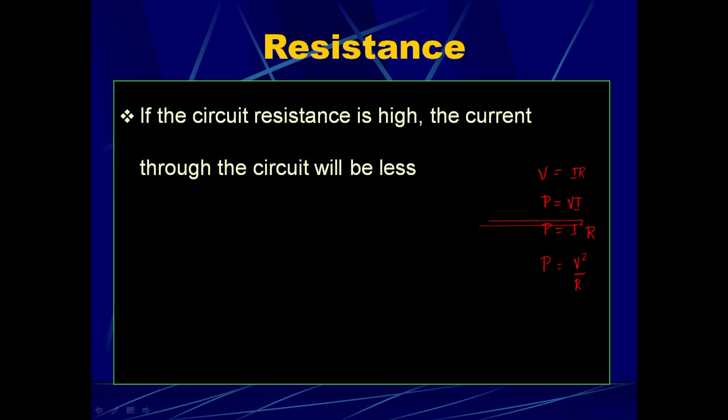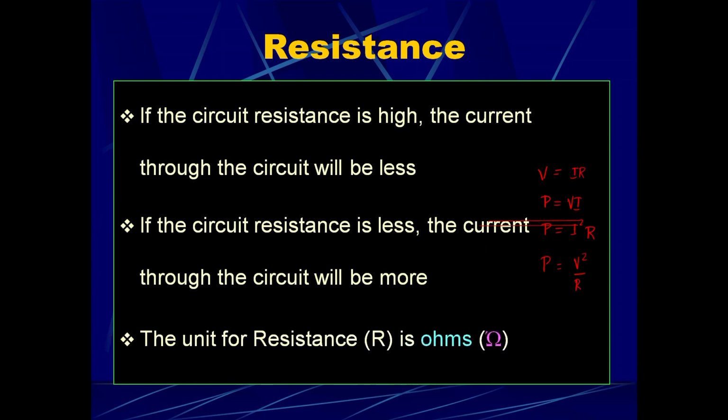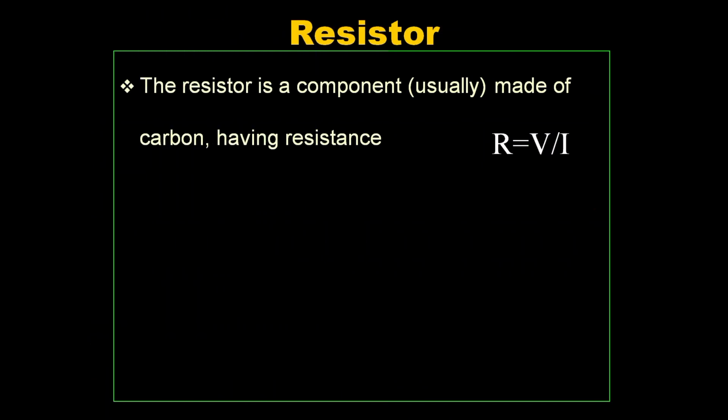Now coming on to the resistance. If the circuit has more number of resistance, then the current flowing through the circuit will be less. So that is so obvious. And if it has less number of resistance, the current flowing through the circuit will be more. And the unit of resistance is ohms. A resistor is a component which is generally made up of carbon, and R is equal to V by I. So V is equal to IR, R is equal to V by I.